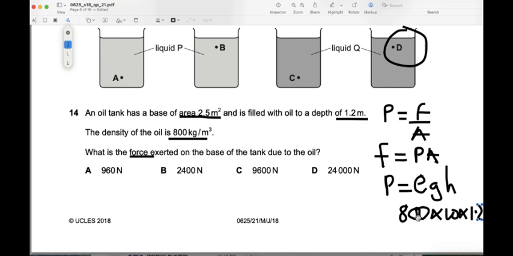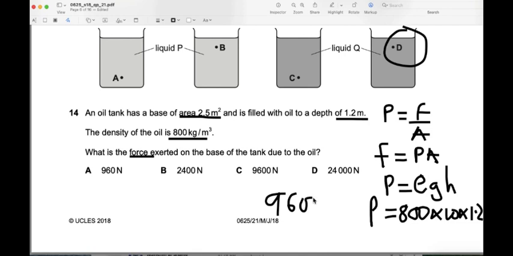So what is the pressure? 800 times 10 times 1.2. What do we get? Okay, that's the pressure, right? Pressure will be 9,600. That's not your answer because that's not the force.